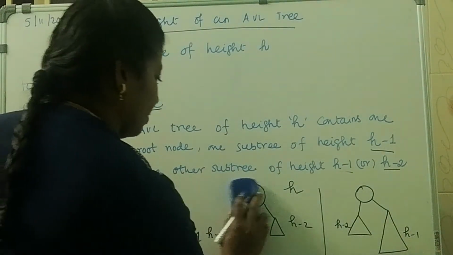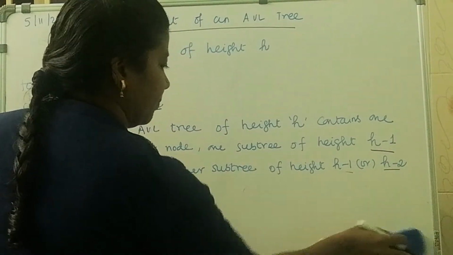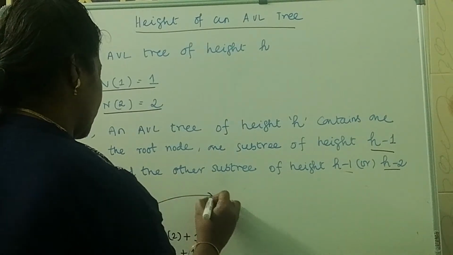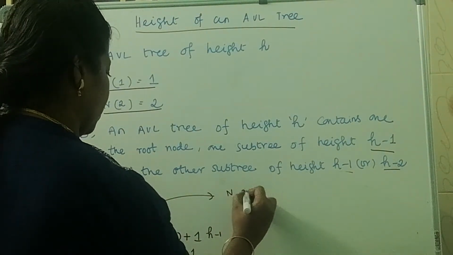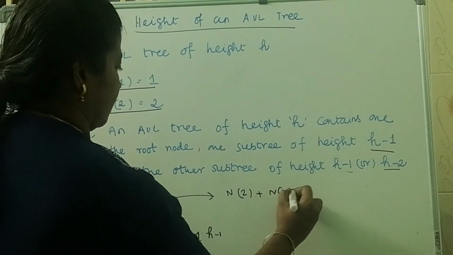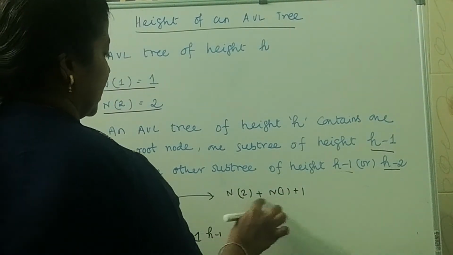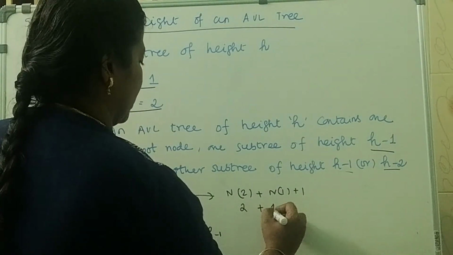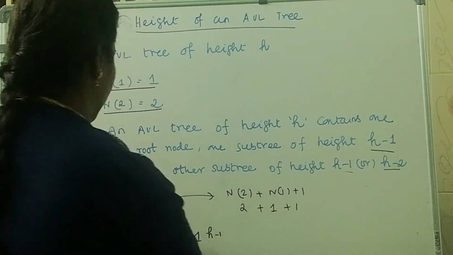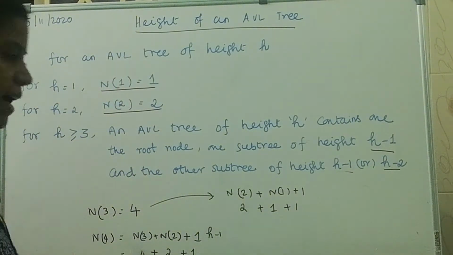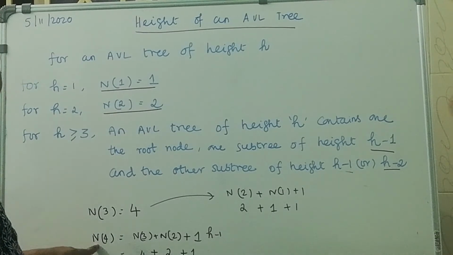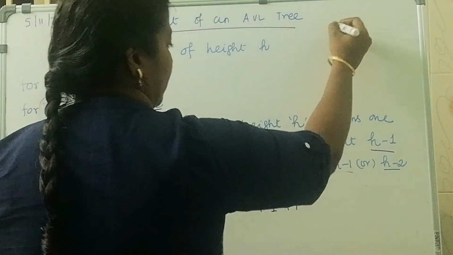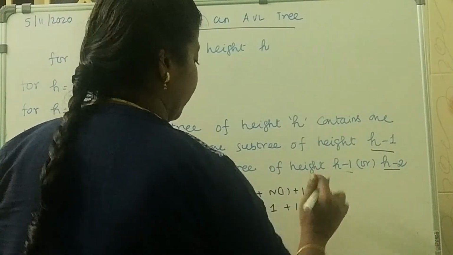Similarly, I can show this for height equal to 3. With the same formula, how can I write n of 3, which is 4? N of 3 equals n of 2 plus n of 1 plus 1. And note down, these are the base conditions. What is n of 2? N of 2 is 2 and n of 1 is 1, and then plus 1, which is 4. Okay, so we can generalize for any height whose minimum number of nodes is given by n of h. So from this we can write a general mathematical function.